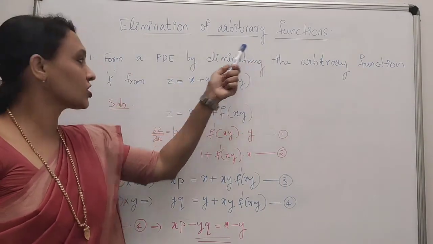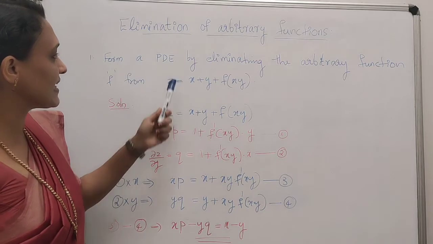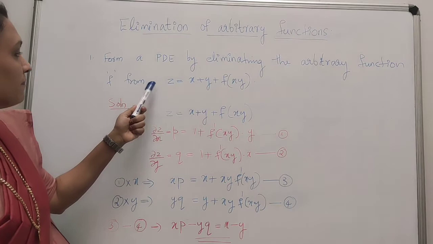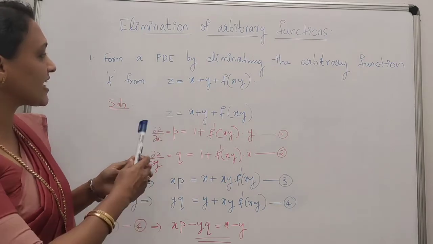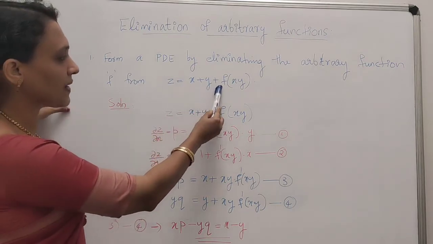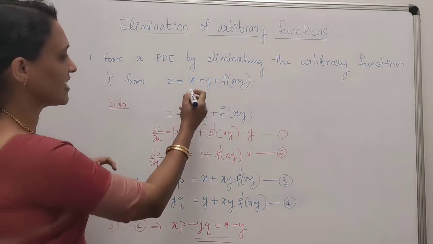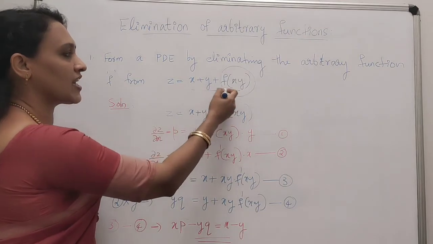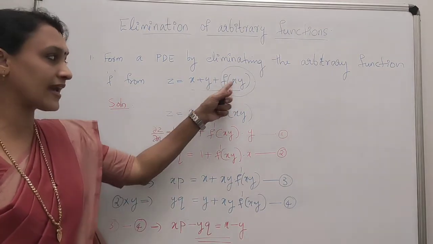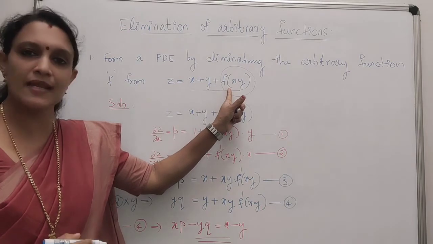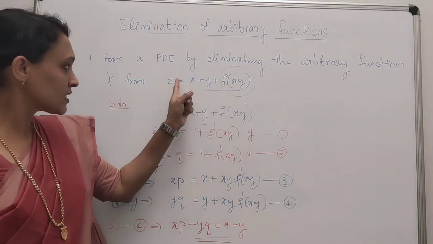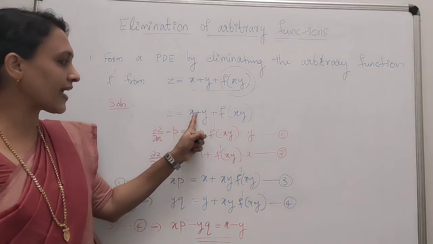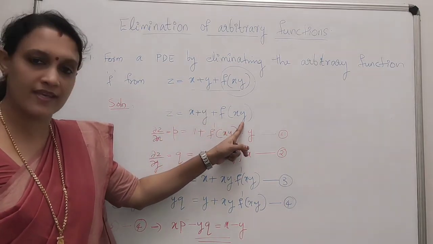Elimination of arbitrary function. The first question: form a PDE by eliminating the arbitrary function f from the equation z is equal to x plus y plus f of xy. See, the question is x plus y plus f of xy. Here you can see the function f of xy. This f we want to eliminate. So what is the technique? You start with the given relation z is equal to x plus y plus f of xy.